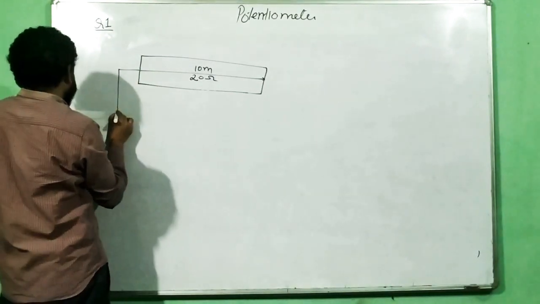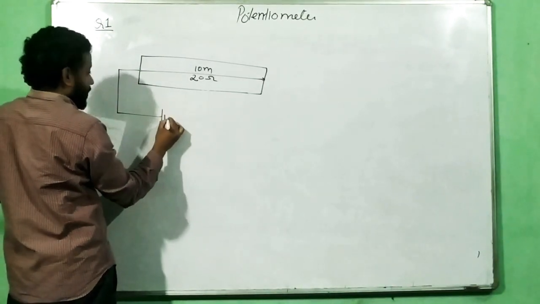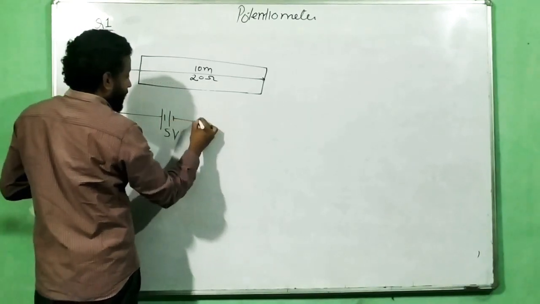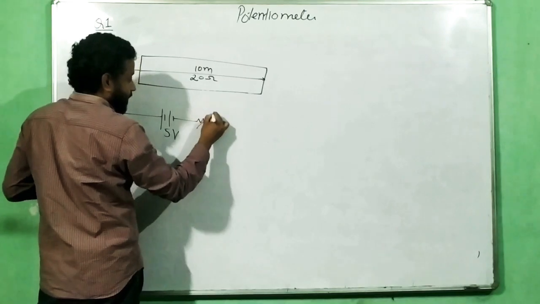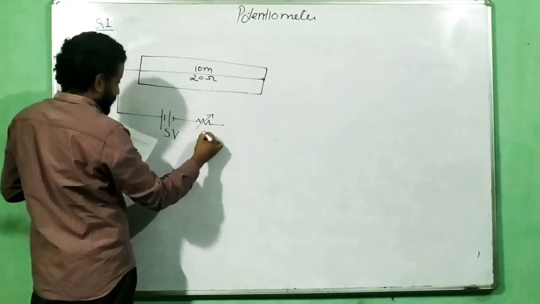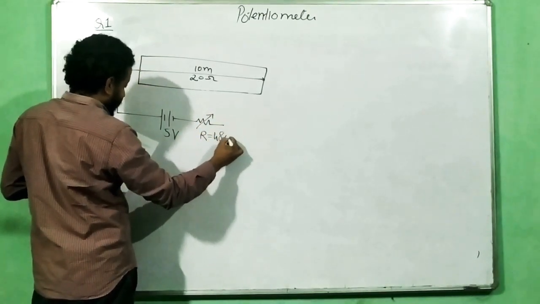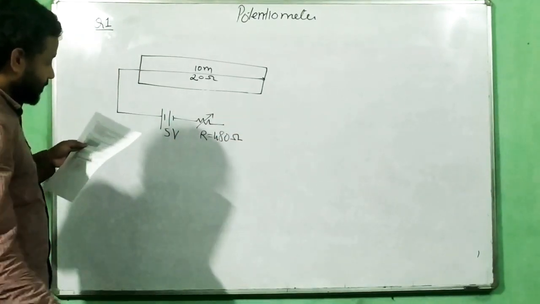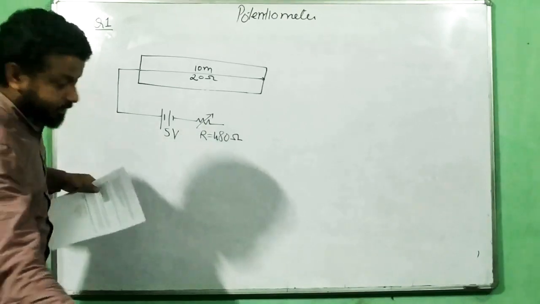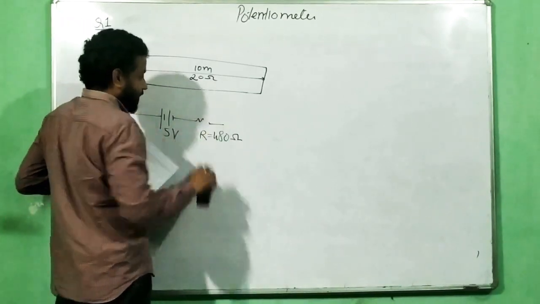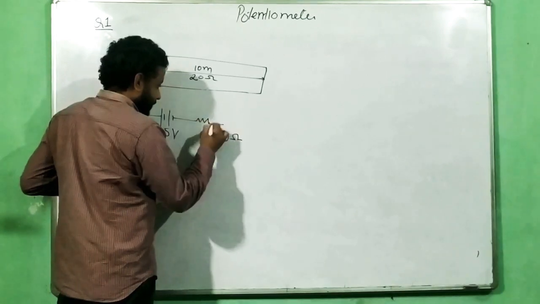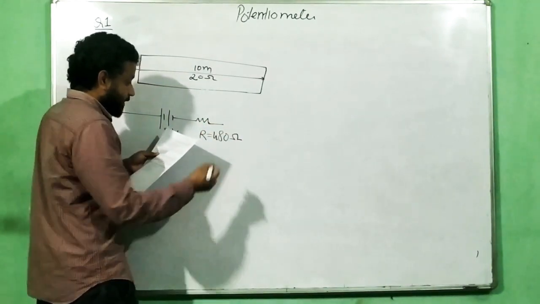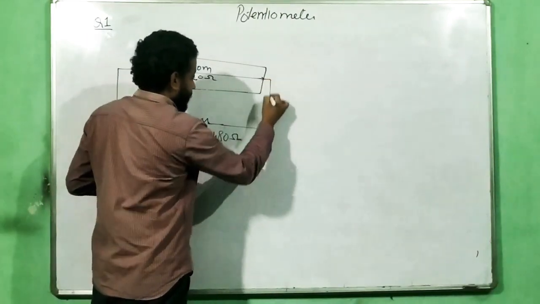And this one is connected to a driver EMF of 5 volt. This is your 5 volt. And it is connected to a rheostat. I can use this symbol also, which is fixed at a value of 480 ohm. And a resistor. The question says resistor, so we will not use the word rheostat. So 480 ohm. That's it. And this goes here and it comes over here.